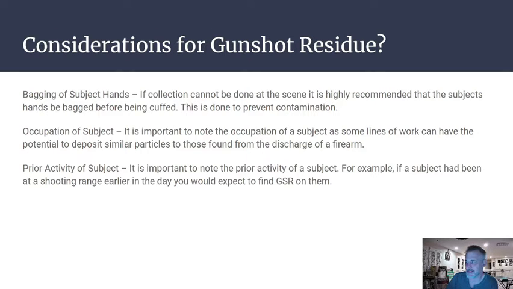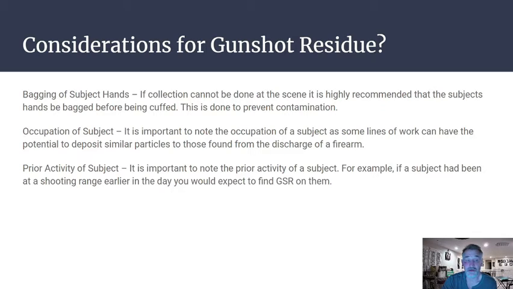Bagging of the subject's hands. If it happened recently and you have a suspect and you're pretty sure they may have been the shooter, then a lot of times you'll have these portable kits and you can swab their hands right at the crime scene and see if you can detect some gunshot residue. But if you can't do a collection at the scene, then it's highly recommended that the subject's hands be bagged before being cuffed. They'll put basically these plastic bags over their hands to trap the gunshot residue inside.